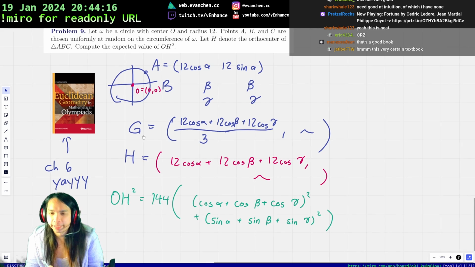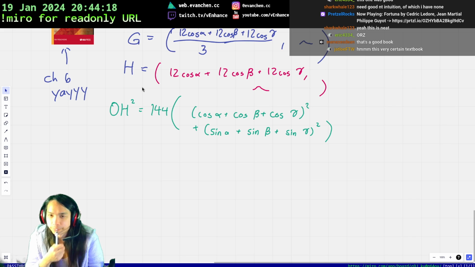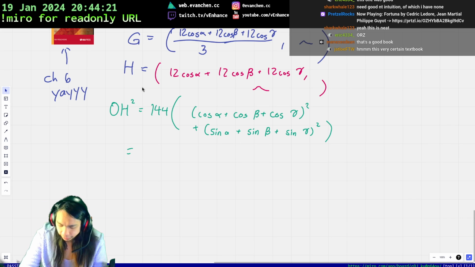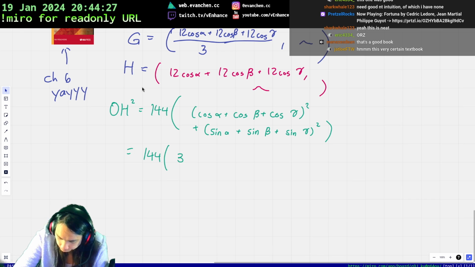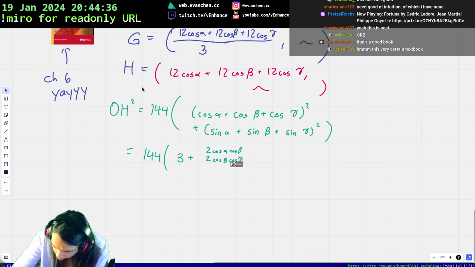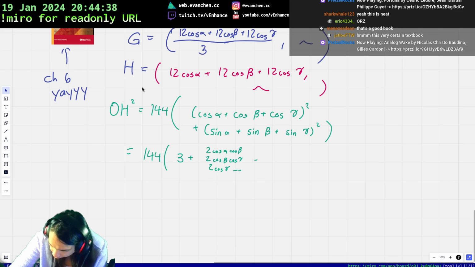If you expand everything, then every time you get a cosine squared plus a sine squared, by the Pythagorean theorem you'll get a 1. So you get a 3 that corresponds to those. And then you get a bunch of cross terms like 2 cos alpha cos beta, 2 cos beta cos gamma. I don't really care what these are, and then the same thing for the sines.